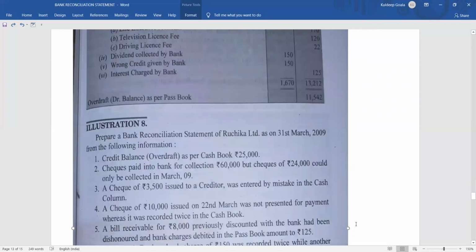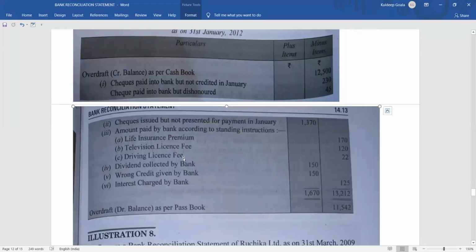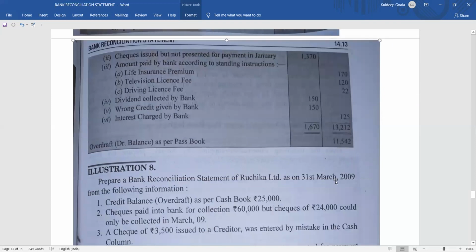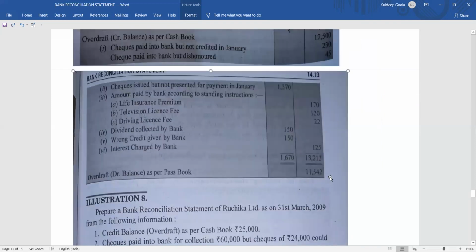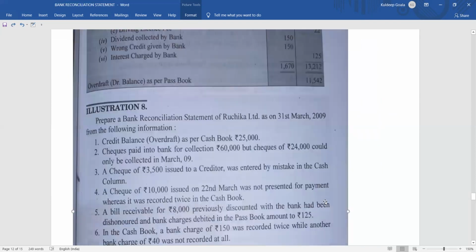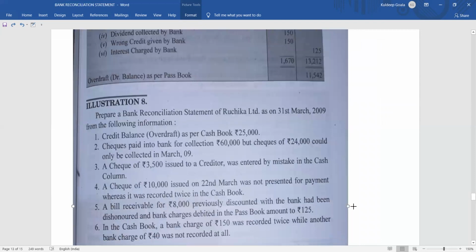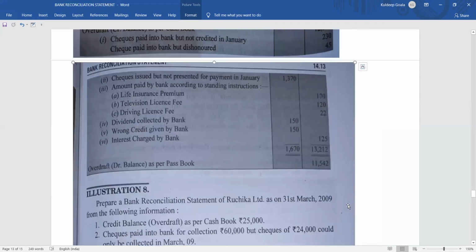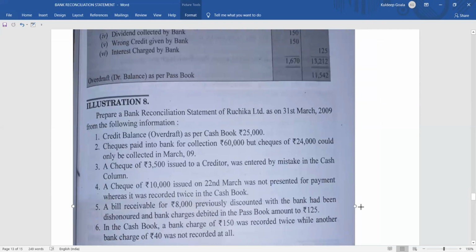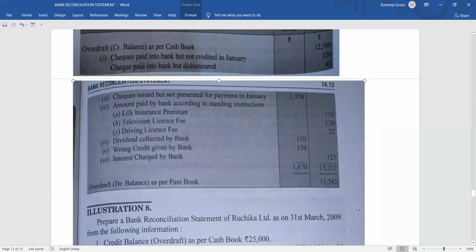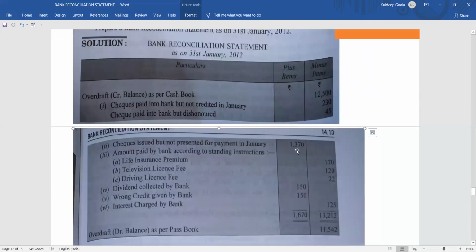I hope all of you are able to understand this. Just make it a little big. Okay, so check issued but not presented for payment, 1370 in the plus item. Okay, plus item. I'll just adjust it a little bit, matching up with the column. Yeah. So it will be plus item 1370.